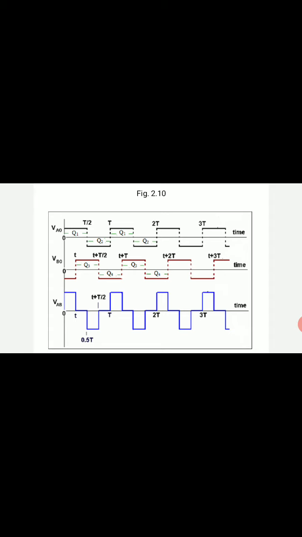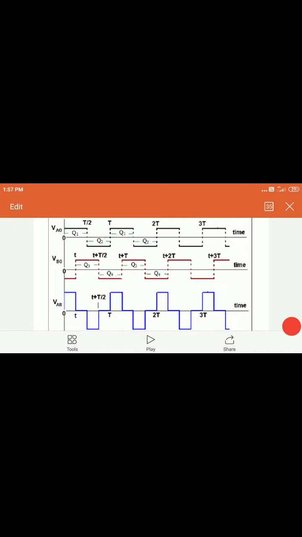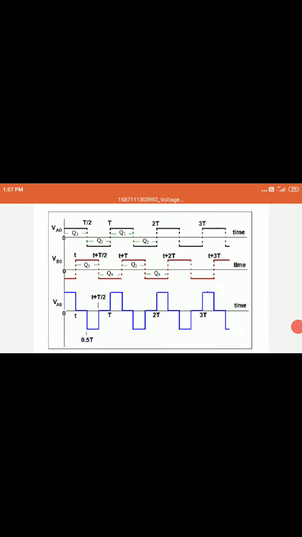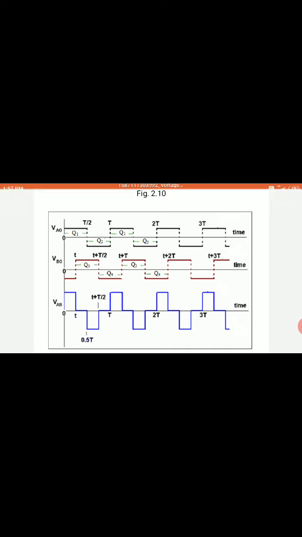So in the interval 0 to small t, you can see that the value of VAO will be VDC by 2 and value of VBO will be minus VDC by 2, and the total voltage appearing across VAB will be double the value across VAO or VBO, that is equal to VDC in total. You can see that in this quadrant the switches Q1 and Q4 are on.